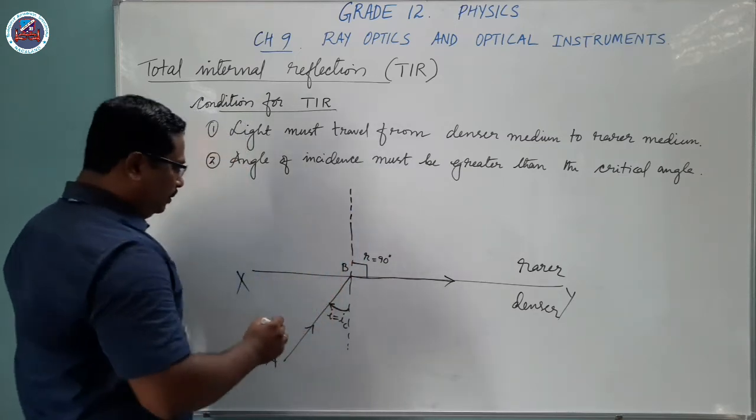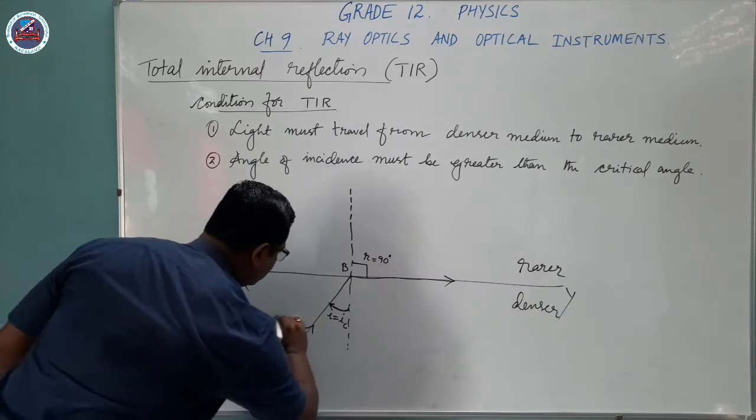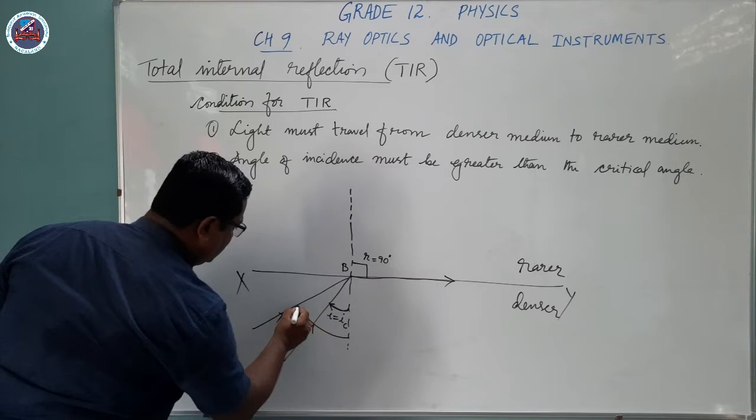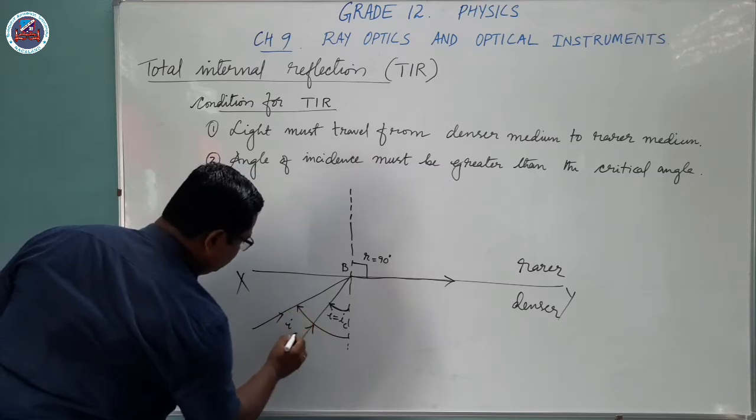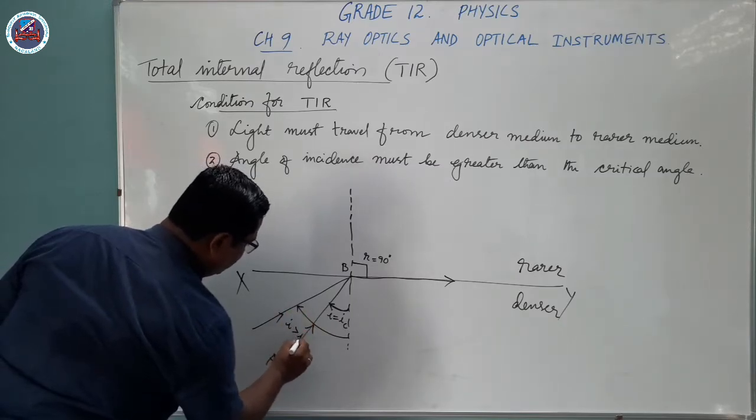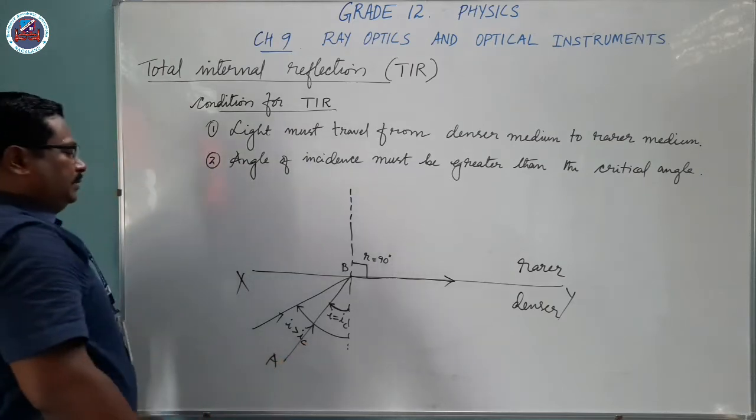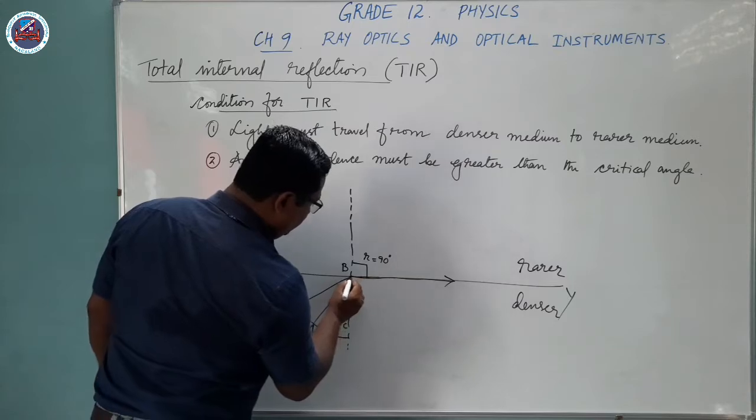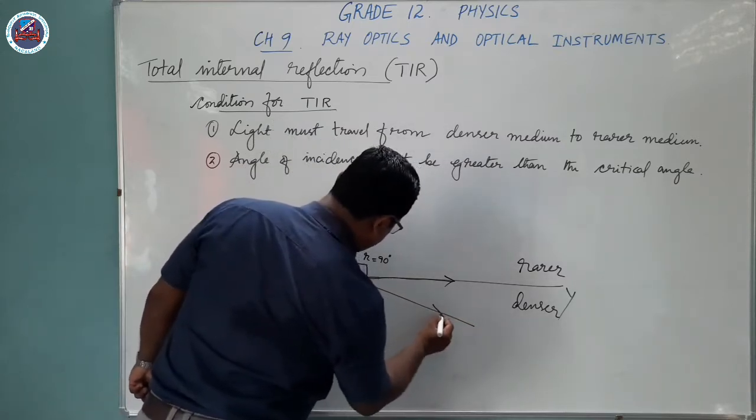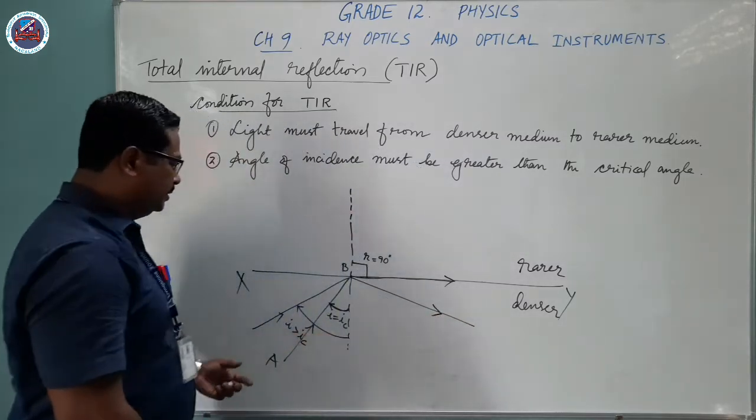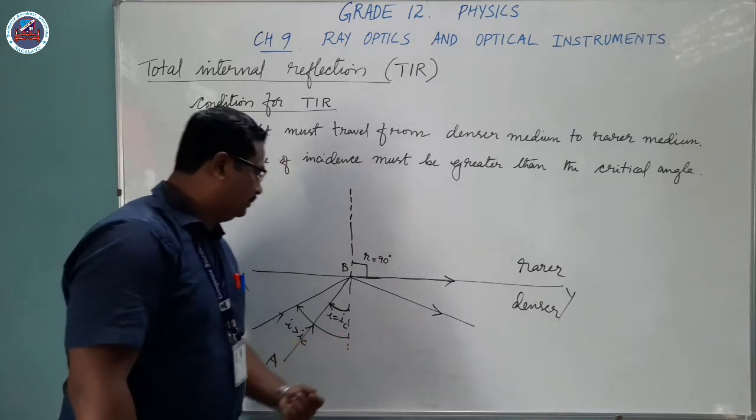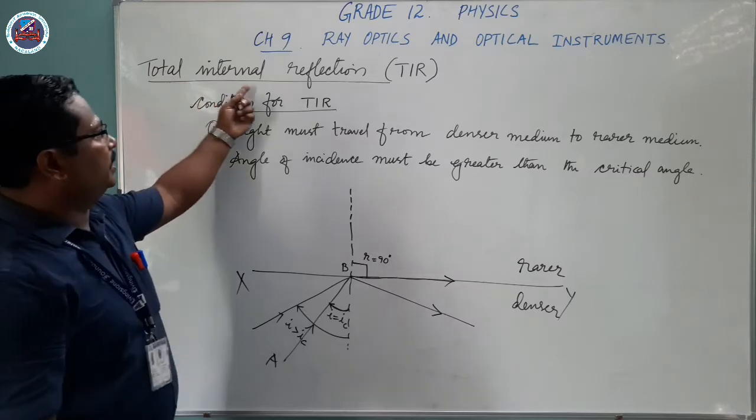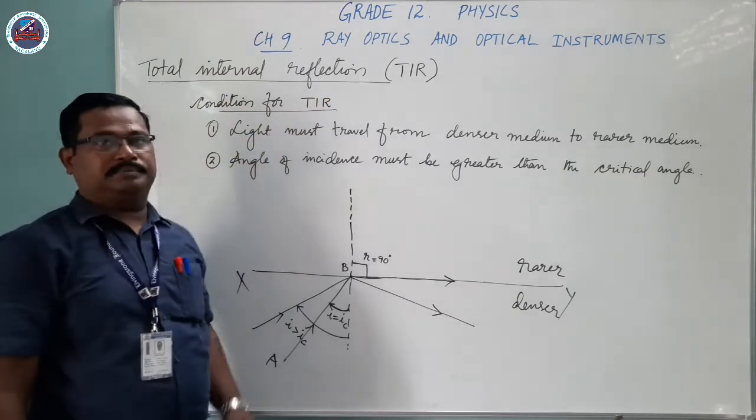Now, when I increase the angle of incidence slightly, this time this is the angle of incidence, it is greater than the critical angle. Then light, instead of suffering refraction, will reflect back in the same medium, that means in the denser medium itself. This phenomenon we call total internal reflection.